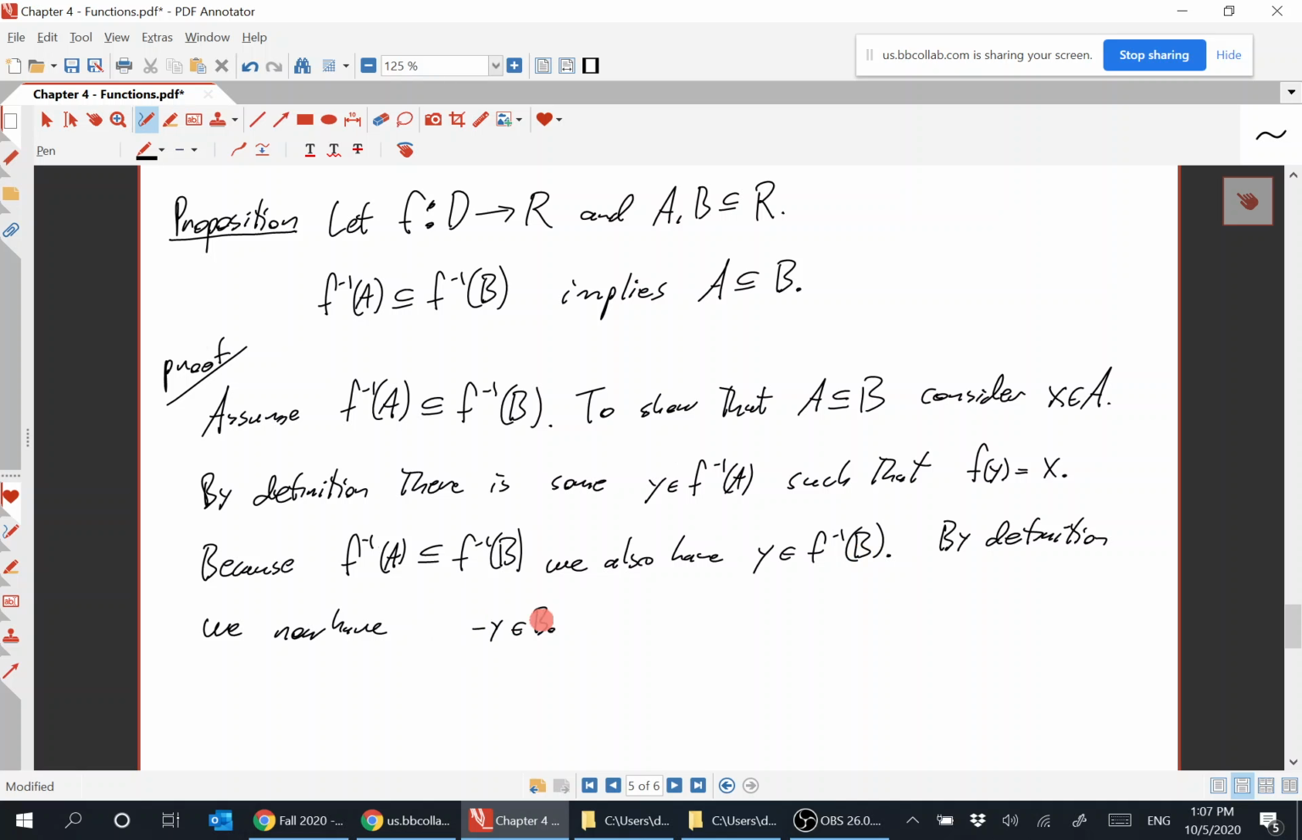Let me not write it this way. We now have that f of y is an element of B, and so x, which is equal to f of y, is in B. Let's do it that way. y is in the preimage of A. Because the preimage of A is a subset of the preimage of B, we also have that y is an element of the preimage of B. But by definition, things in the preimage of B, when you hit them with f, go into B. So x is in B. x, which is equal to f of y, is in B. And that's it.